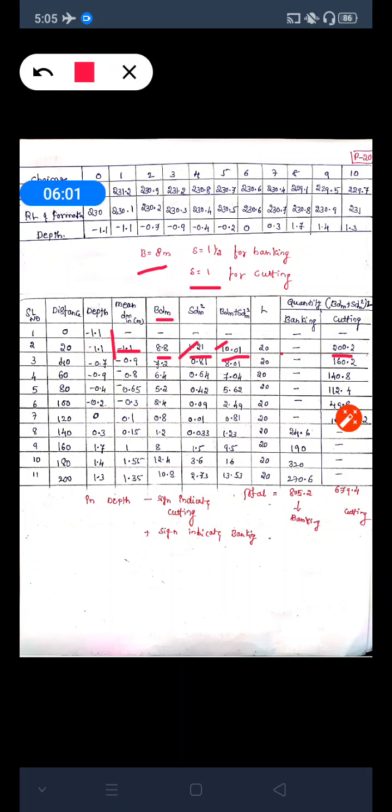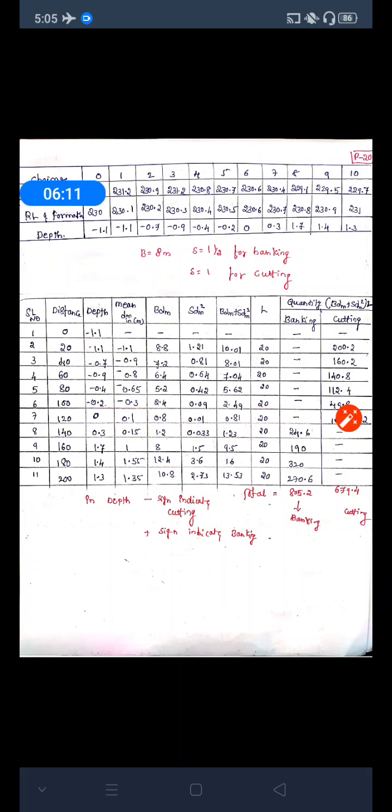That I put in the cutting column, because the depth is negative. The mean depth is negative, so I put it in the cutting column. Now we should consider the mean depth for the calculation.